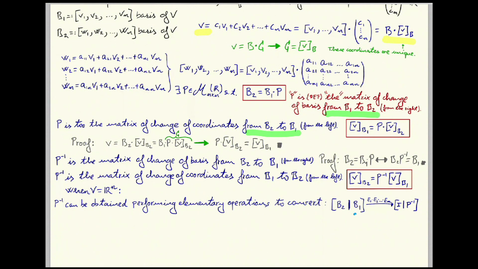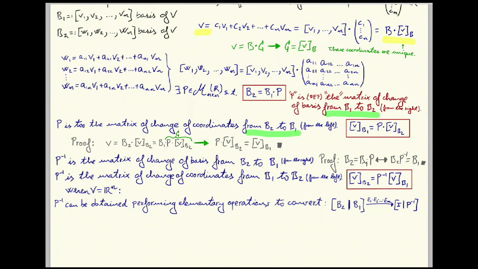So you write here the old base, and you write here the new one. And you operate rows conveniently until you get here the identity. And when you get here the identity, you can bet that what appears on the right is the P minus 1. Why does this method work?